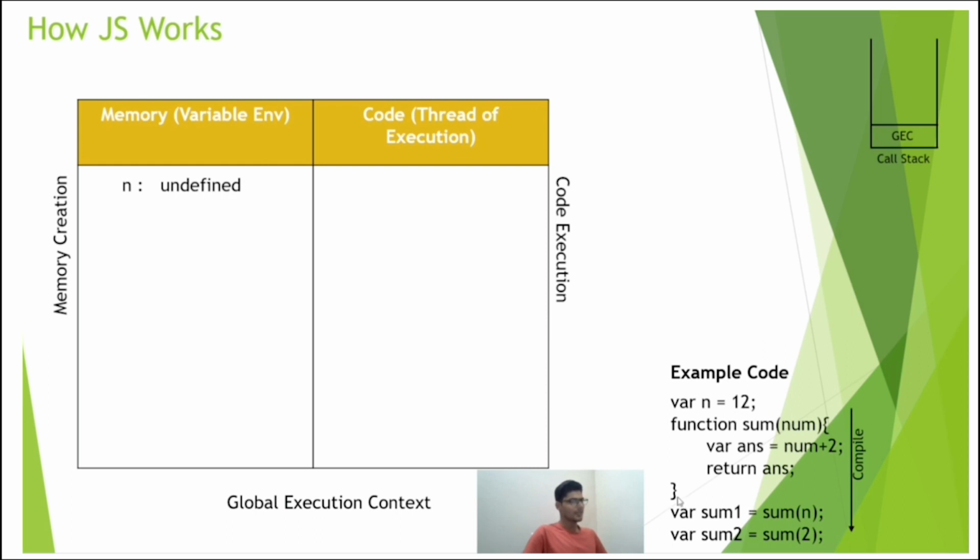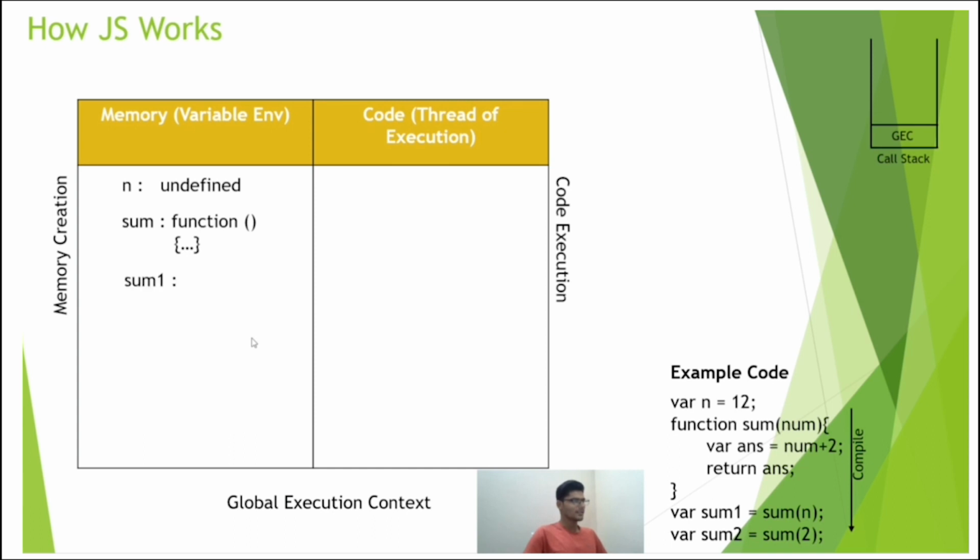This function will not run exactly. It will just read this and keep it as it is. So I have the function sum, and this will be kept as it is in the memory phase. Why this happens, we'll see later, but for now just try to understand. For a variable, memory is created with undefined, but for the function, the whole function code will be stored in the memory.